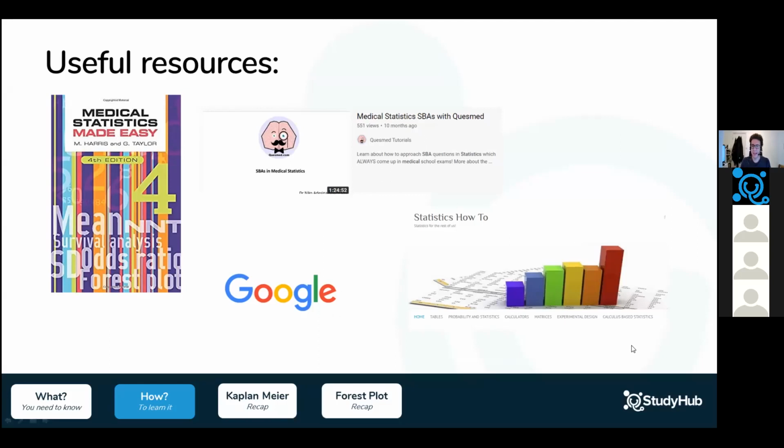There's this very basic looking statistics website called Statistics How To. It looks like it was made in the 90s, but it's just got a very simple explanation of all the things, like the difference between odds ratios and risk ratios, what p-values mean, etc.